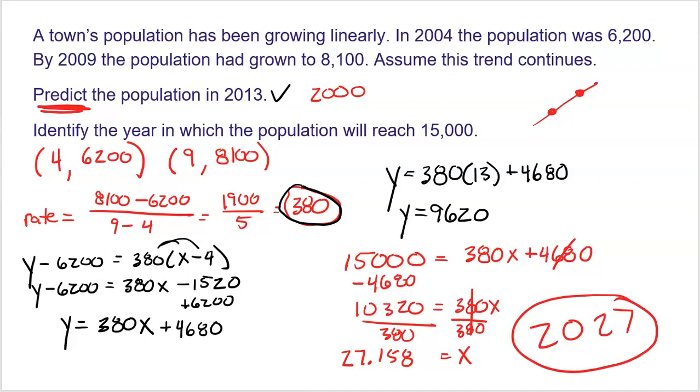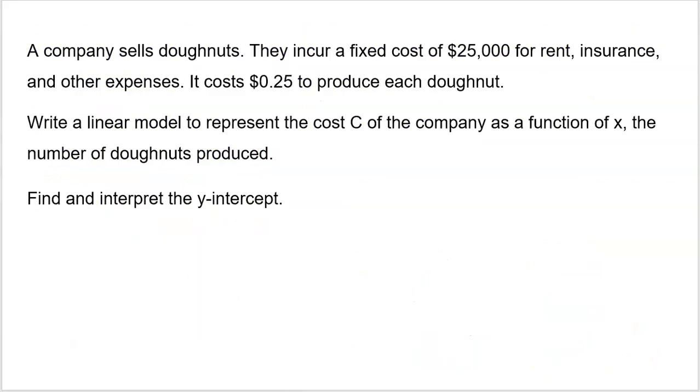So it won't be somewhere towards the beginning of the year, right? 1.158. So a little bit after 2027, we will hit that population. All right, so hopefully that makes sense. Not too bad there at all. Pretty easy, right? All right, here's another one.